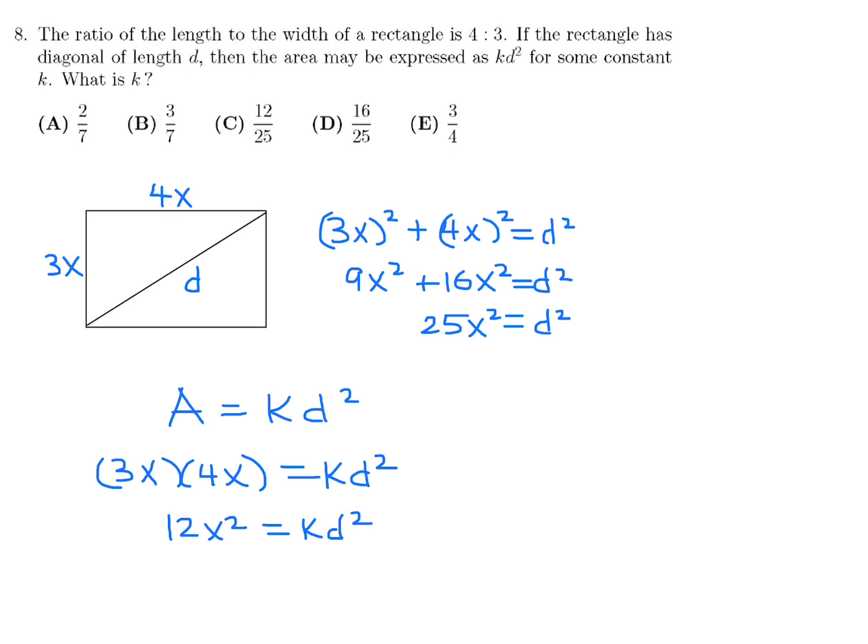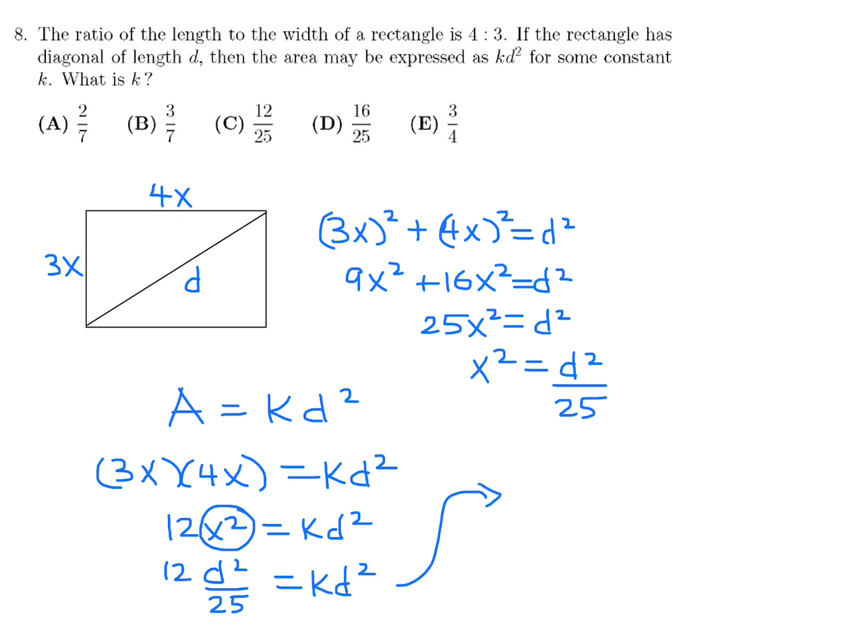Okay. Well, x squared, right here, is D squared over 25. So instead of x squared, I'll put D squared over 25, like that. And that equals KD squared. Well, the D squareds cancel, and all I'm left with is 12 over 25 is equal to K. And that's what they want me to figure out. So number 8, the answer is C.